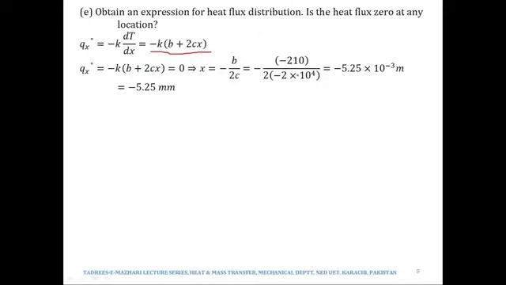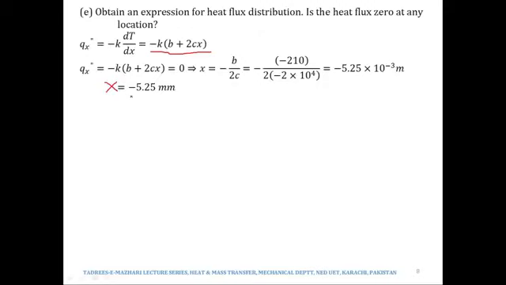And if you put the values of B and C, we get minus 5.25 exponent minus 3. And since it is x, the units would be those of length, meaning meter. Meaning x is minus 5.25 millimeters. So this is the value of x. This is that value of x where heat flux is 0.